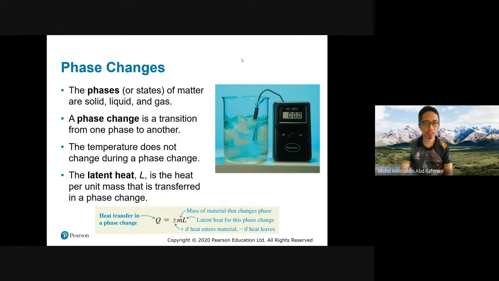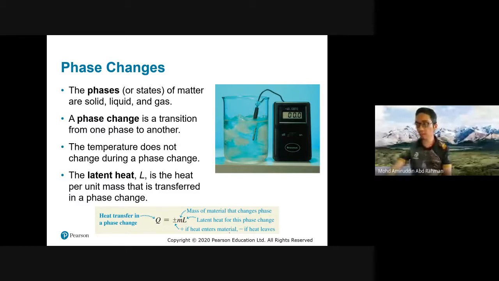The phase change is the transition from one phase to another, and the temperature does not change during a phase change. The latent heat L is the heat per unit mass that is transferred in a phase change. The heat transfer in the phase change we define as Q equals mL.